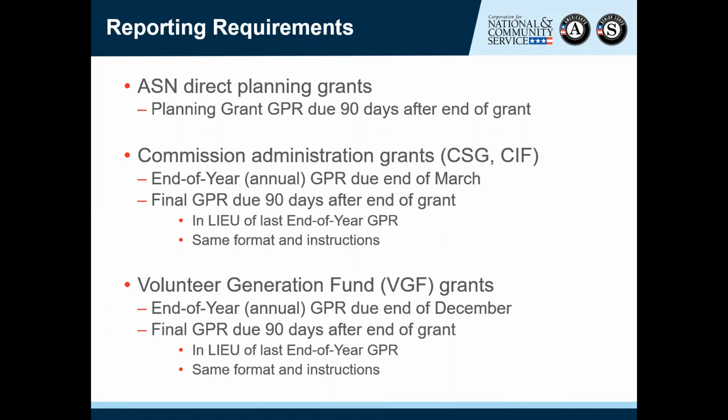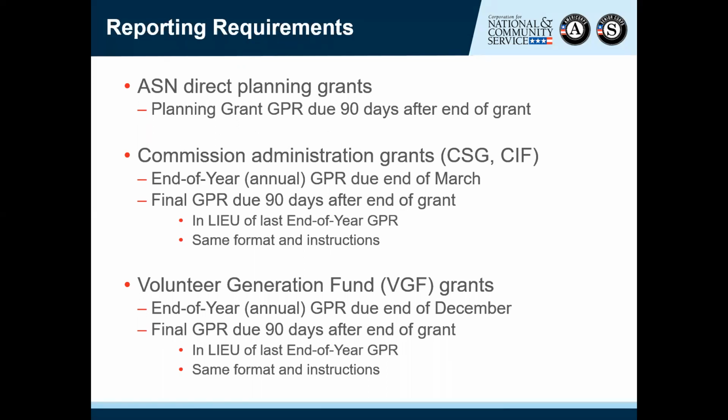Speaking of commissions, commission grants, which include Commission Support Grant, Commission Investment Fund, and Volunteer Generation Fund grants, all follow reporting patterns that are similar to each other. They have a single end-of-year GPR. This is due at the end of March for Commission Support and Commission Investment Fund grants, and at the end of December for Volunteer Generation Fund grants.